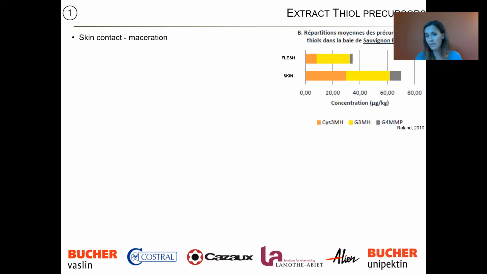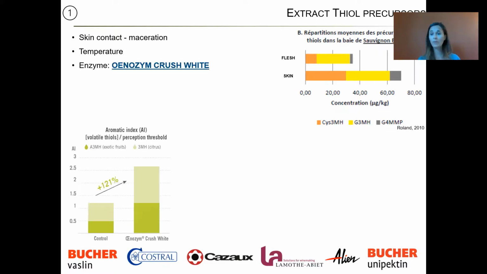This can be done with skin contact, maceration, and temperature. Higher temperature will increase the extraction, but also the use of enzyme. That's actually a very good way to increase the amount of aromatic compounds in the juice, so in the wine, without really increasing too much the other compounds that are not wanted, such as phenolic compounds.